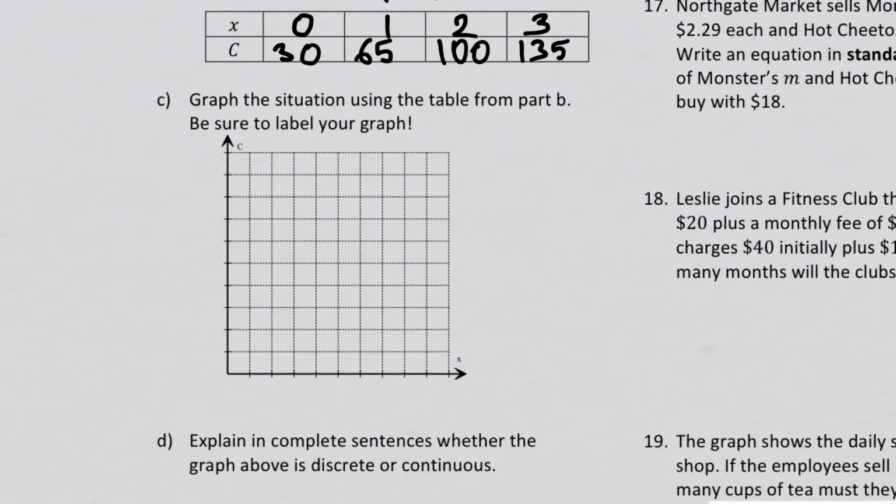Okay, so on the x-axis we are going to graph the number of hours, and on the y-axis we are going to graph the total cost. Make sure to always label your graphs when you guys are doing this. Okay, so the number of hours, 0, 30, 1, 65, 2, 100, 3, 135. So the scale on my x-axis, I'm just going to go by ones. For the y-axis, what would be good?